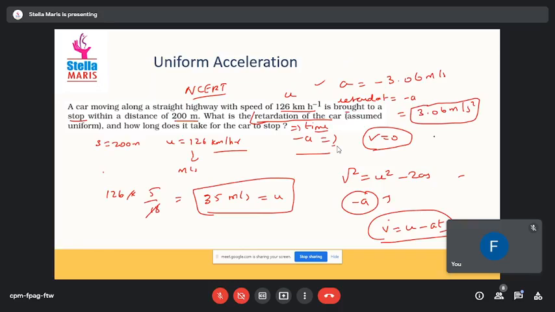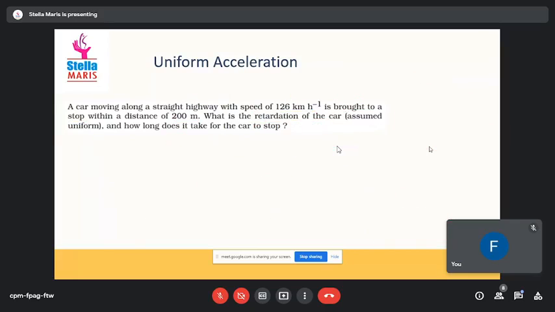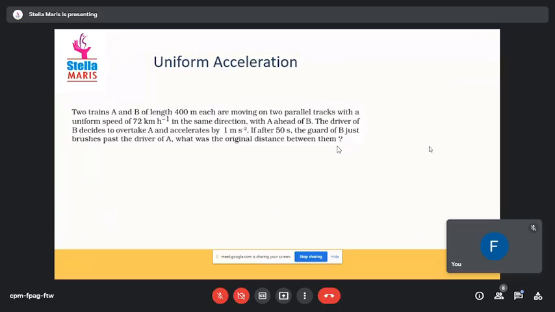So what about T? T value is equal to? So 11.43 seconds. Very good. Time is equal to 11.43 seconds. Very good. So this is okay. Very good. Okay. So next we have another question.